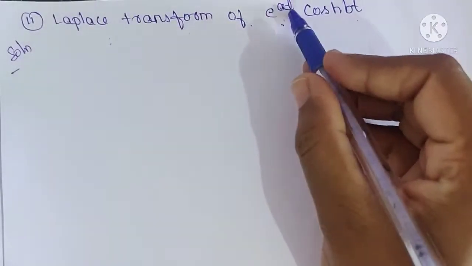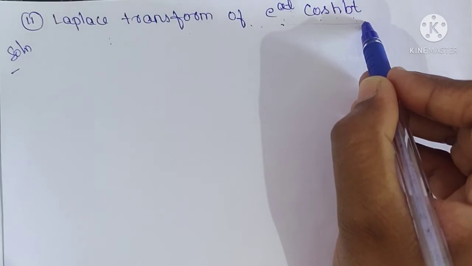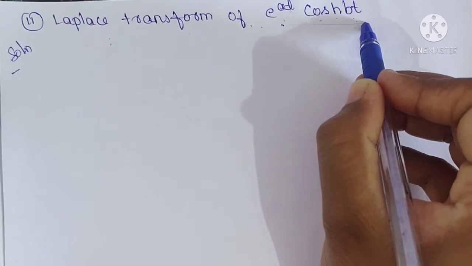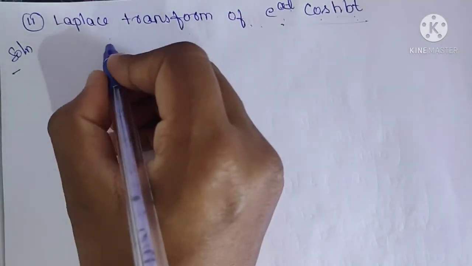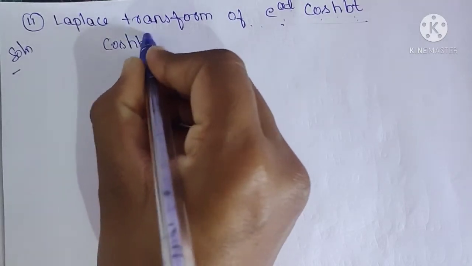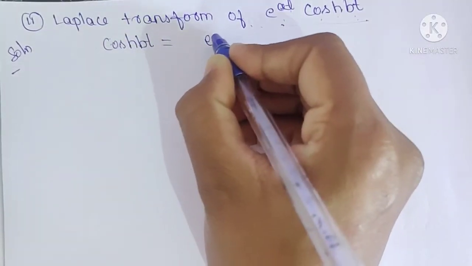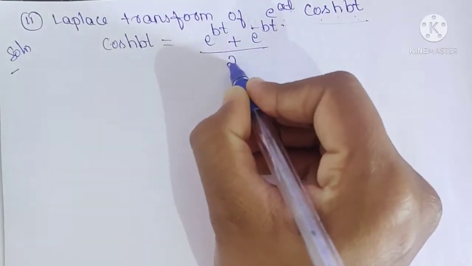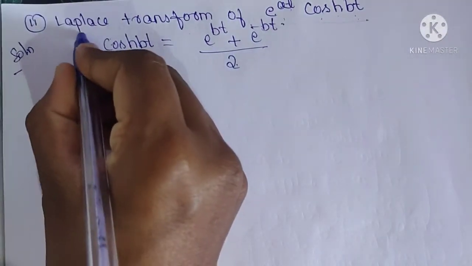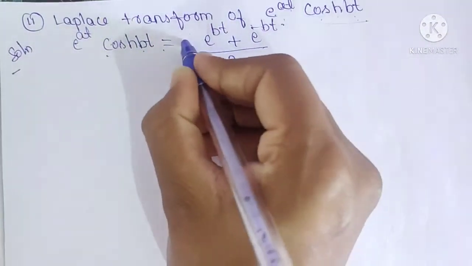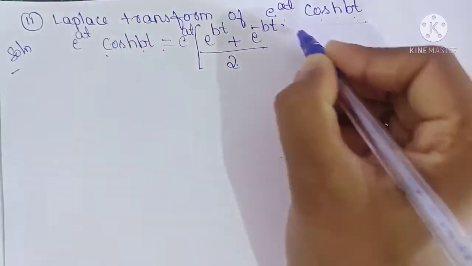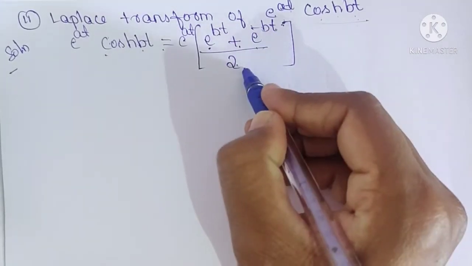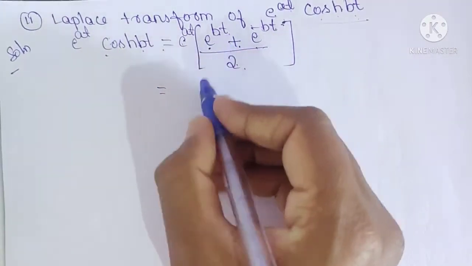Like e power at sin h of bt, this problem we can also solve in two ways. I'll solve in both the ways. Whichever is easy, you go for that method. We know that cos h of bt is e to the power of bt plus e power minus bt divided by 2. Here e power at into cos h of bt value is e power bt plus e power minus bt divided by 2. Here e power at is multiplied inside the bracket.